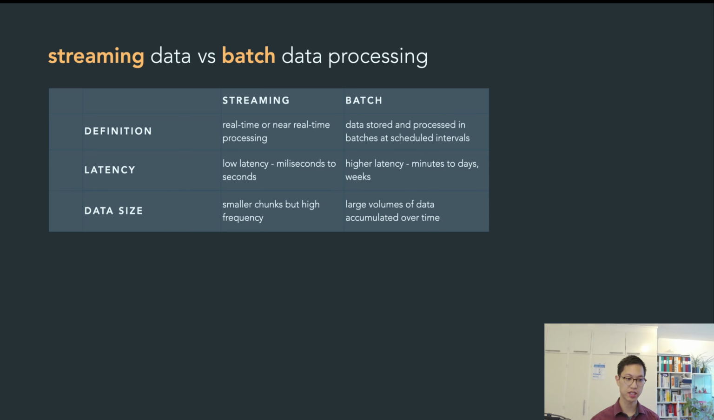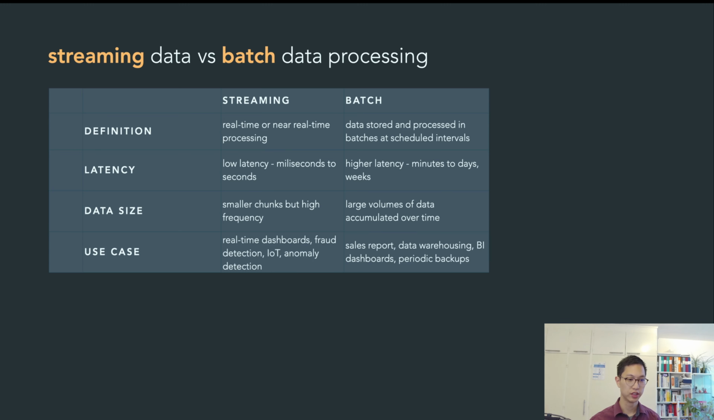And for data sizes, usually in streaming, it's smaller chunks, but with high frequencies. So when you come into big data terminology, usually you have high volume, you have high velocity, and you have high variety. But in streaming, we talk about smaller chunks, but high frequency, right? And then in batch, we're talking about usually larger volumes of data, and it's accumulated over time. For example, you send the data once per day, then it has accumulated during the day, right?